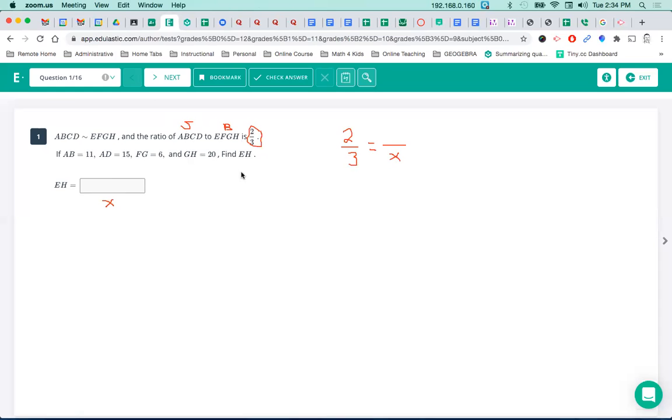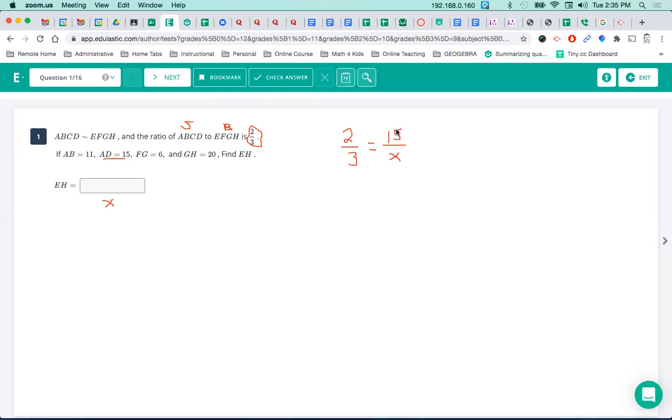So now we need the corresponding side that goes with EH. Well, EH is the first and last letters of our quadrilateral name. So the first and last of this first one is A and D. Well, there's our AD length, 15. That's the small corresponding length. So that goes up here.